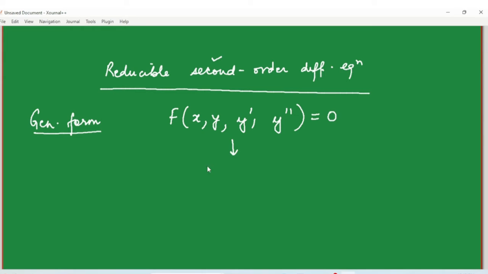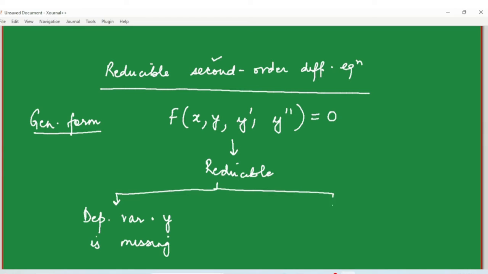Now this differential equation is reducible. By reducible we mean that we can reduce it to a first order differential equation and adopt the approaches that we have learned from first order differential equations, if either the dependent variable is missing. Here the dependent variable is y. Suppose y is missing, or the independent variable x is missing. In either situation, we can reduce this second order differential equation to a first order differential equation and then solve it according to the method which is applicable as per the type which is involved.